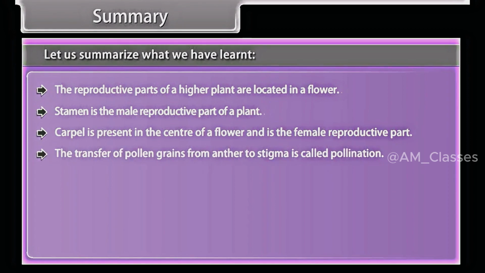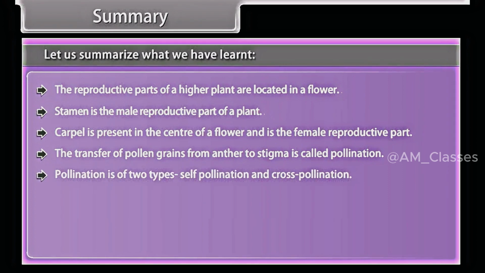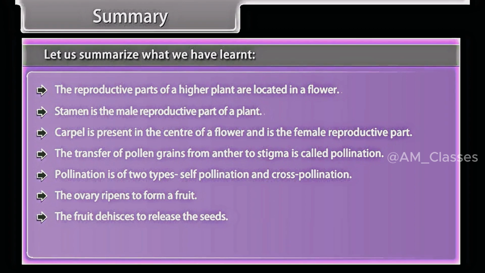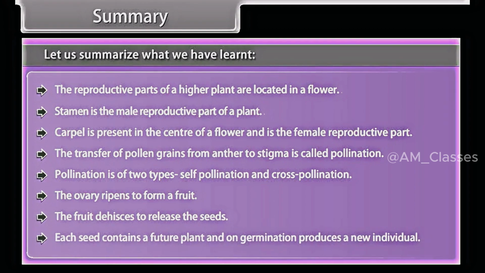The transfer of pollen grains from anther to stigma is called pollination. Pollination is of two types: self-pollination and cross-pollination. The ovary ripens to form a fruit. The fruit dehisces to release the seeds. Each seed contains a future plant and, on germination, produces a new individual.